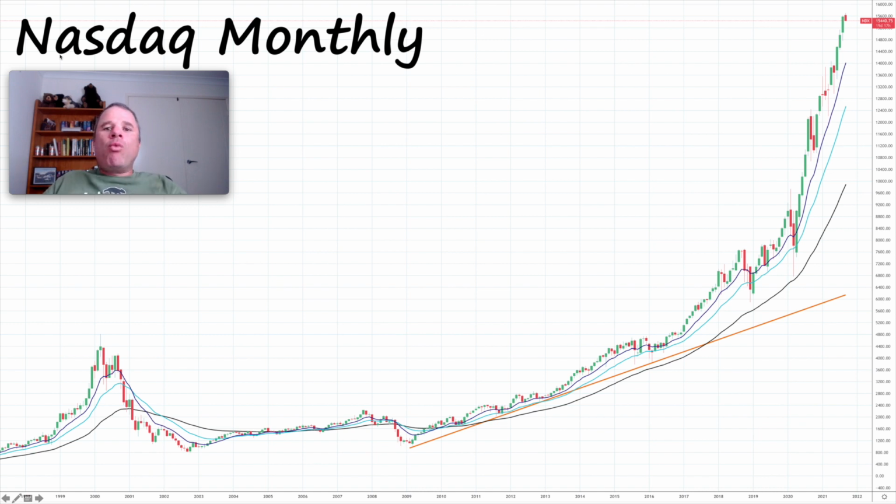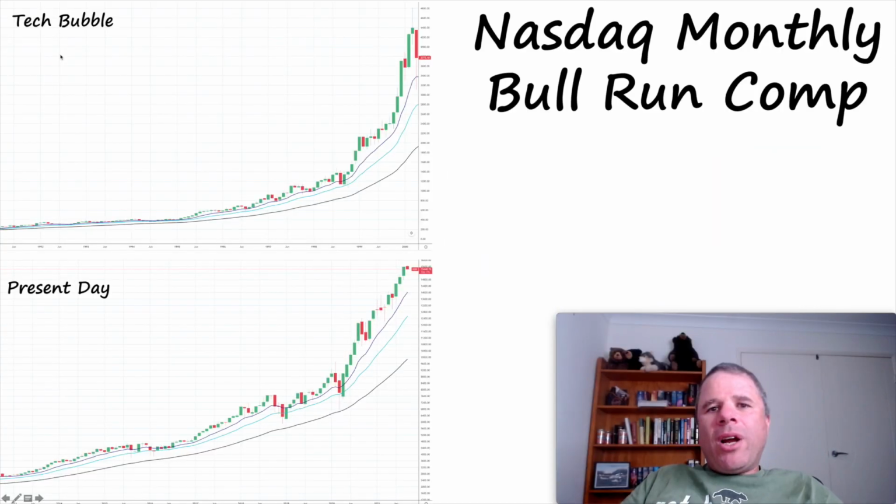But the longer it rises at this rate, the more likely we're going to see a major correction in the markets. When I looked at the Nasdaq monthly chart, I just noticed there were some similarities between the tech bubble and what's happening with the Nasdaq right now. So what I've done in this slide is just try to compare those two periods of time.